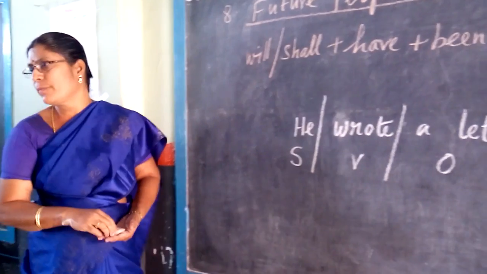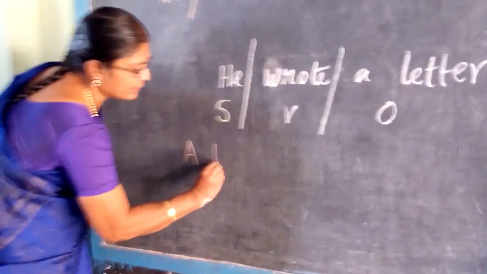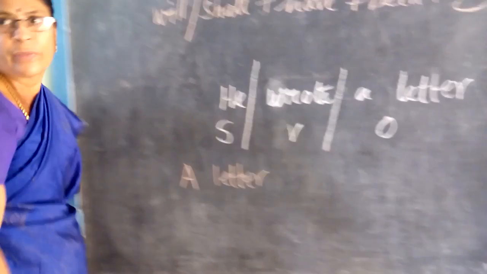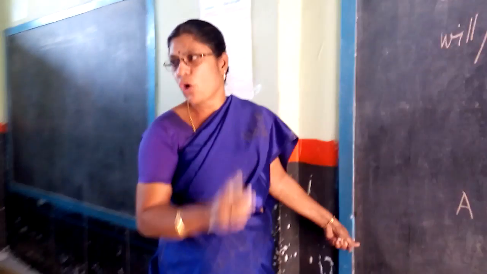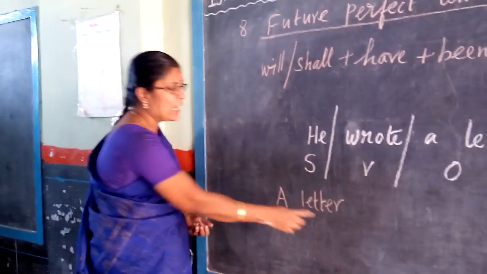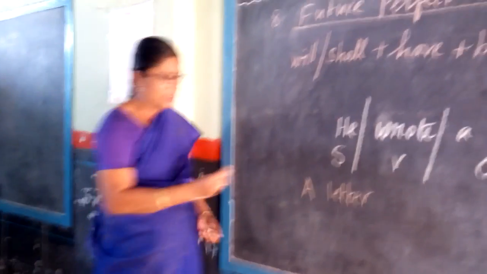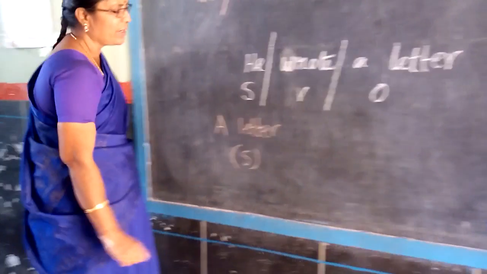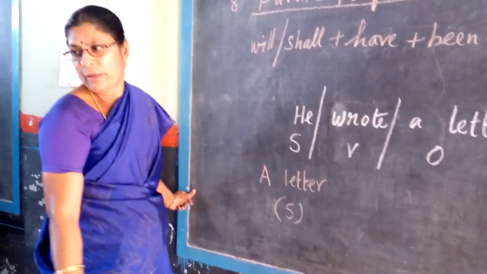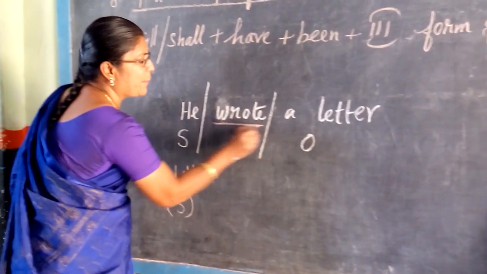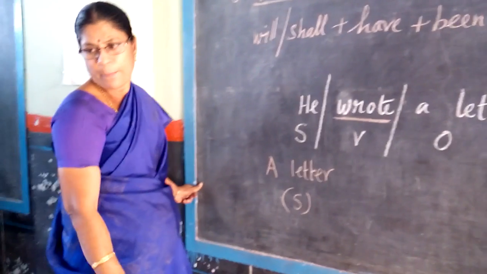Next, bring the object at first. What is the object here? A letter. Third, find out whether the object is singular or plural. A letter, no doubt it is singular. Singular means only one. Next, find out the verb. What verb is it? Wrote. Wrote is a past tense.